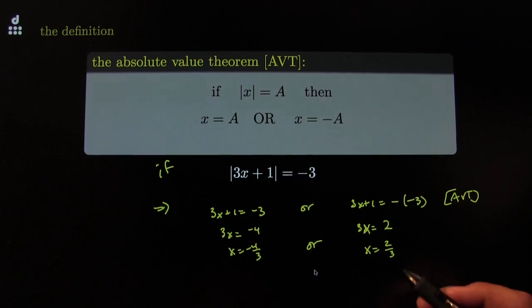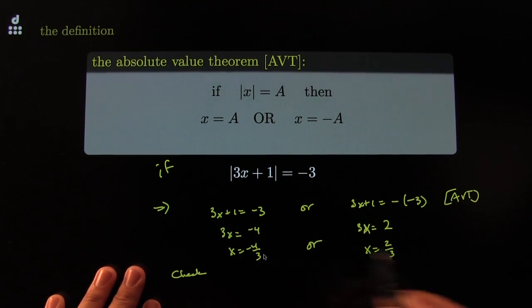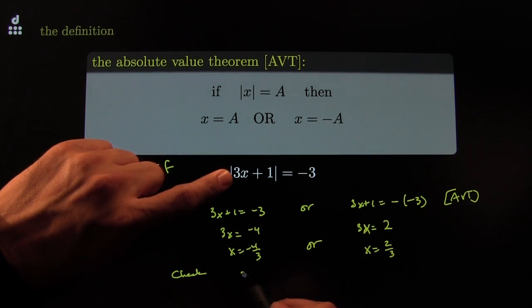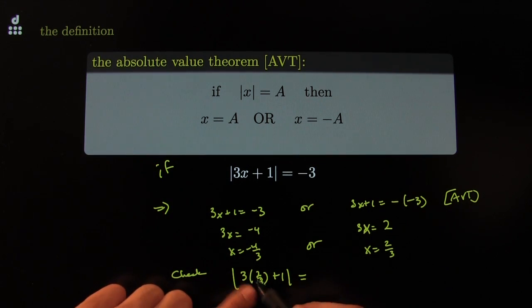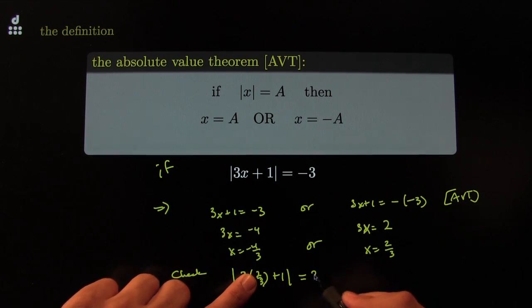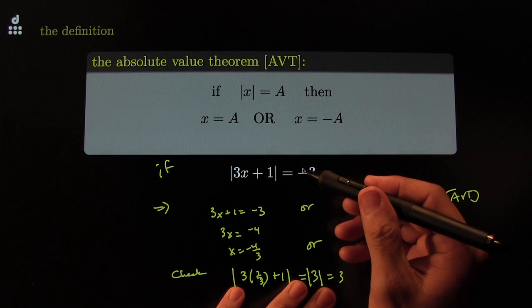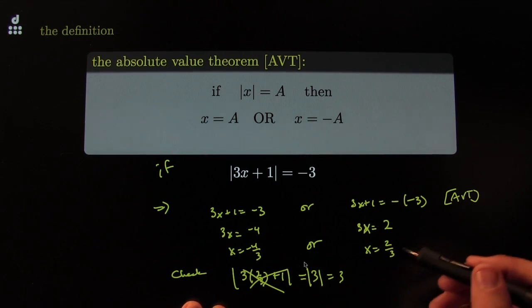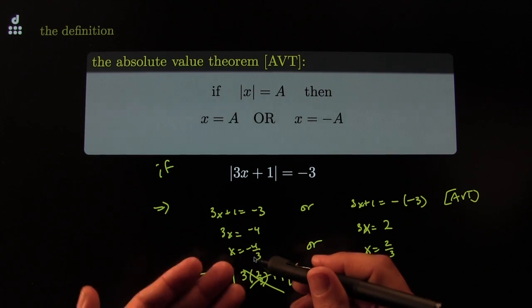So I've got my two answers, but if I check these, try to check one of them, for example, check this one. The absolute value of 3 times 2/3 plus 1. What is that equal to? Well, the 3's would cancel here, and that would just give you 2. 2 plus 1 is 3. Absolute value of 3, which is equal to 3. And it's not equal to negative 3, so this doesn't work. In fact, this one also doesn't work if you check it.